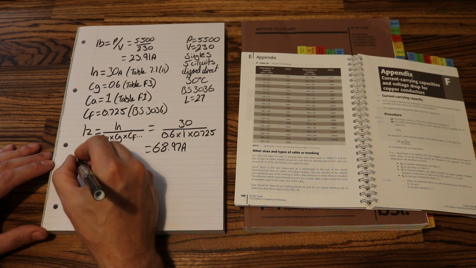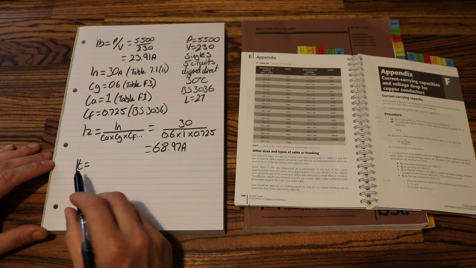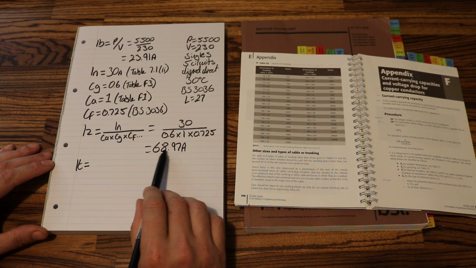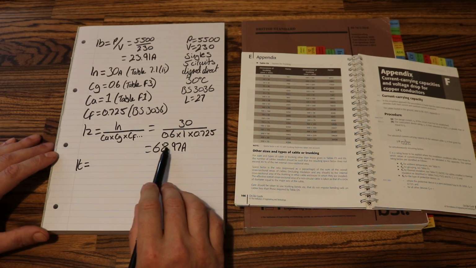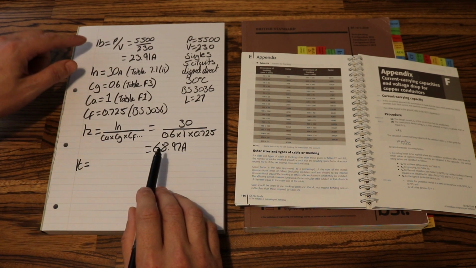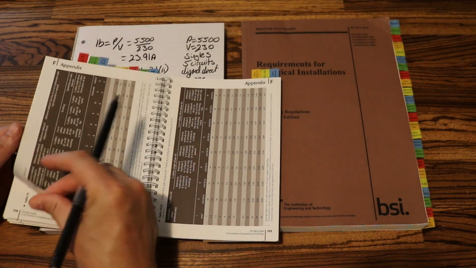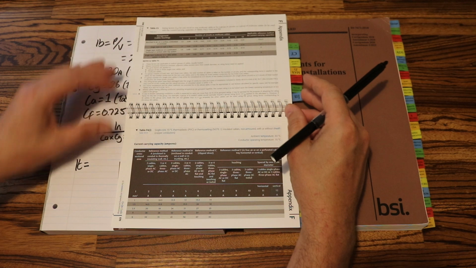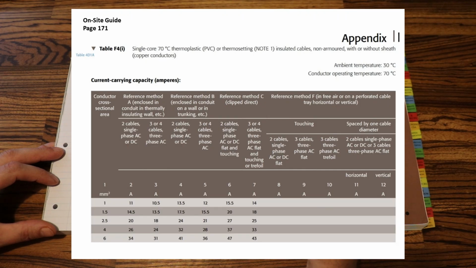Now we need to select our IT. Now our IT needs to match this value or be greater than that value. It can't be massively greater, it's got to be as close to that as we can get. The same as the IN and the IB. So the IT tables, go to my IT tab in my on-site guide. And that starts on page 171. These are IT tables. So if you read at the top, it does say table F4I, single core 70-degree thermoplastic. So this is only for singles, this table.